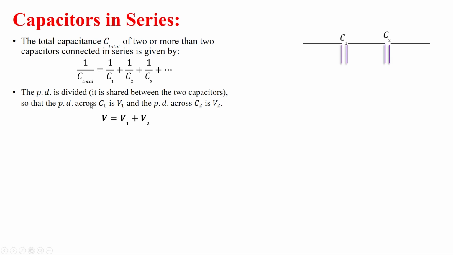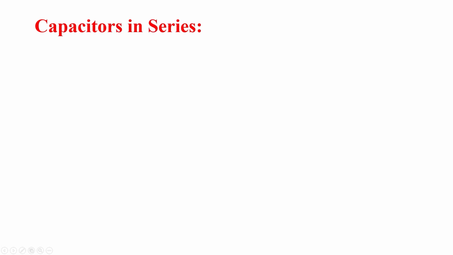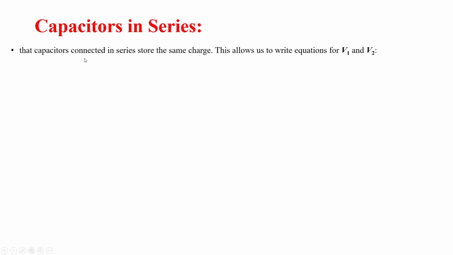The potential difference is divided, or shared, between the two capacitors, so that the potential difference across C1 is V1 and the potential difference across C2 is V2. Here the potential differences in these two capacitors are different. In the previous one we learned that the potential difference across parallel capacitors is the same, but in series they are different. The capacitors connected in series store the same charge. Here the charges are the same.